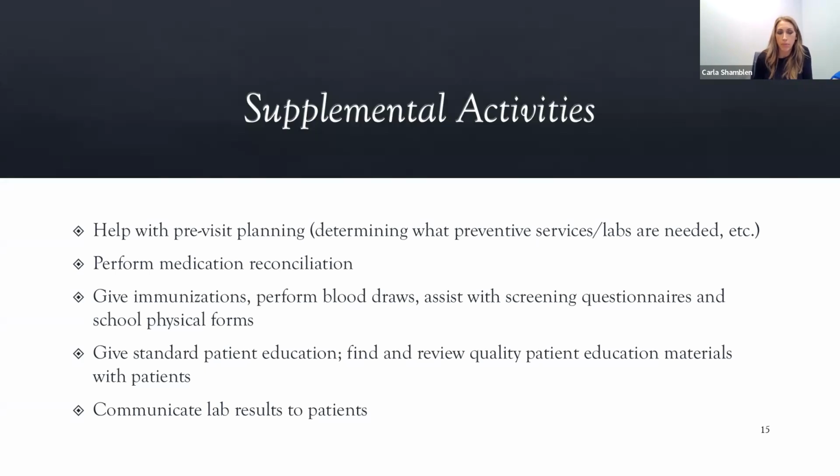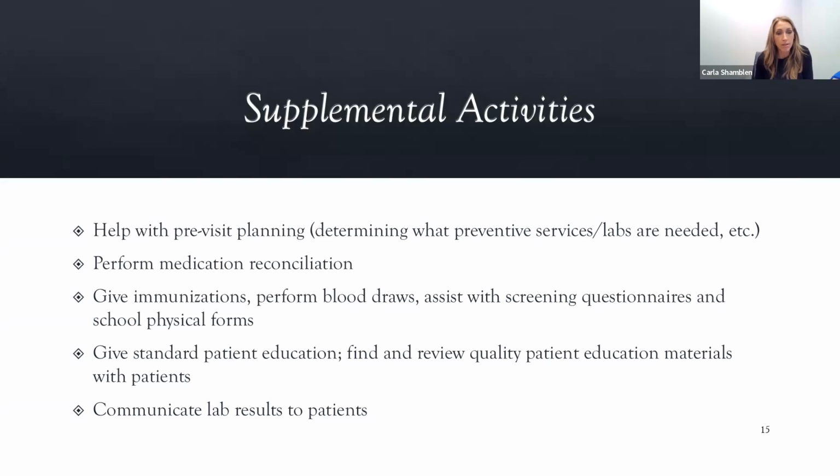Another thing that's a great way to utilize students is to perform medication reconciliation. The students need just as much practice, if not more, with medications and pharmacology. And so that's one way for them to also make sure that your information in your system is current and up to date with what the patient is taking.